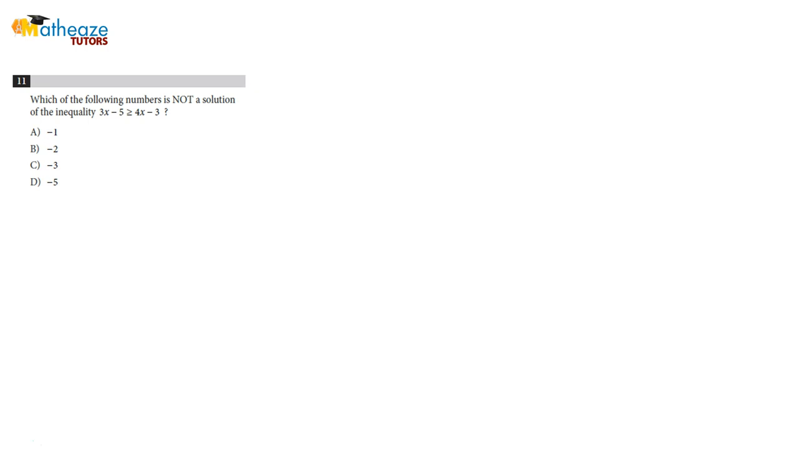Which of the following numbers is not a solution of the inequality 3x minus 5 greater than or equal to 4x minus 3? So let's solve the inequality. 3x minus 5 greater than or equal to 4x minus 3. I'm going to add 5 on both sides. So I have 3x greater than or equal to 4x plus 2. We'll subtract 4x here from both sides. So negative x greater than or equal to 2.